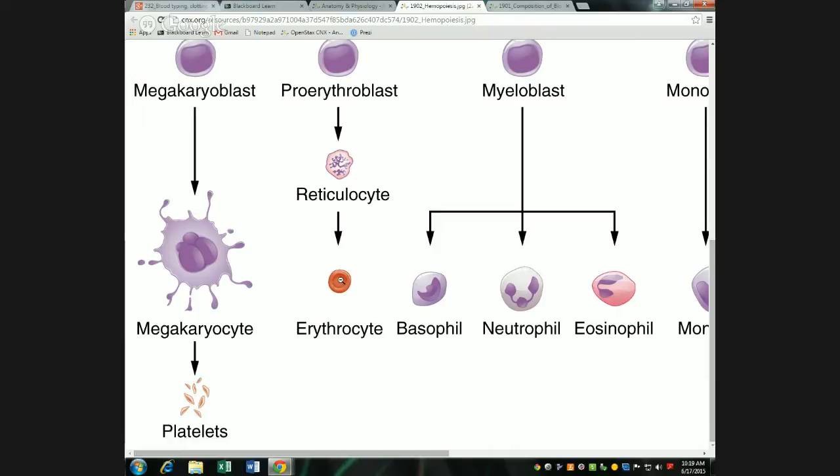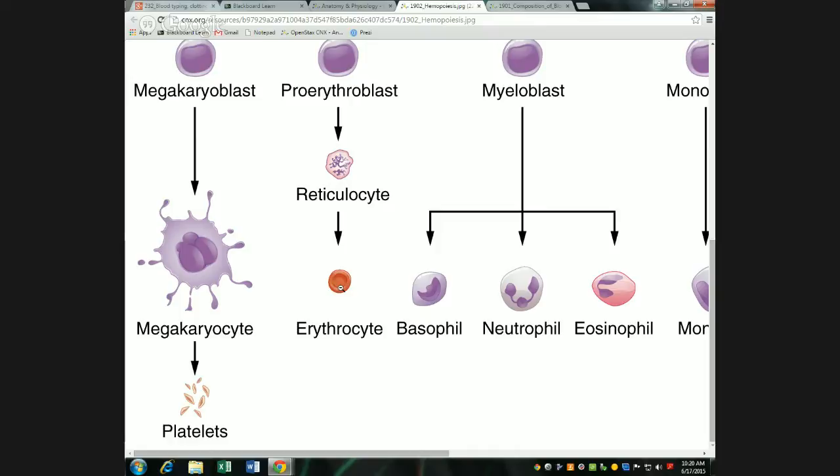But once it's a mature red blood cell, it doesn't have a nucleus. Actually, red blood cells don't have anything in them except for hemoglobin. They don't have organelles. They do have a cytoskeleton to keep their shape, but they're really just bags of hemoglobin that carry oxygen.